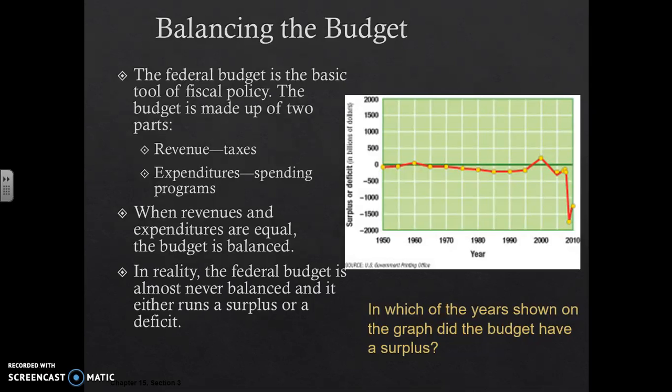It either runs a surplus, meaning there's extra money left over and you're spending less than you're bringing in, or there's a deficit where we're spending more than we're bringing in via taxes. So over here, we look at this little graph of surpluses and deficits. In which of the years shown on the graph did the budget have a surplus? Well, we see it just ticked over in 1960, and then in 2000, we had an actual visible surplus.